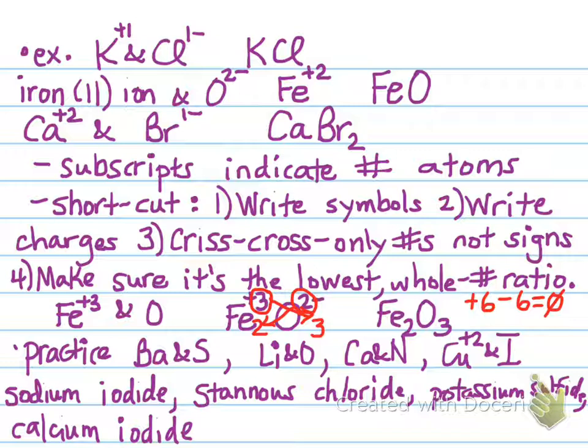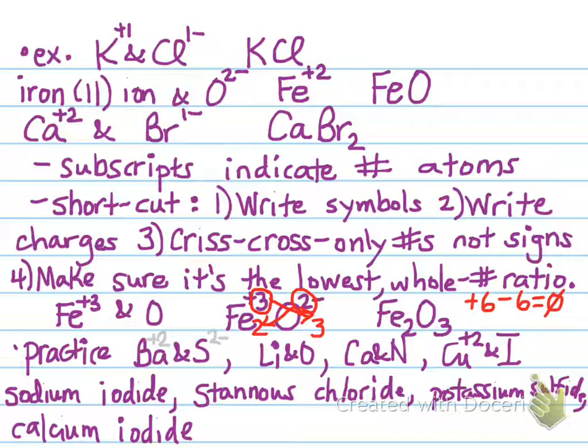So starting with barium. Barium is in group 2A. It has 2 valence electrons. So is it going to lose 2 or gain 6? It's going to lose 2, so it has a +2 charge. Sulfur is in group 6A. It has 6 valence electrons. So is it going to lose 6 or gain 2? It's going to gain 2.